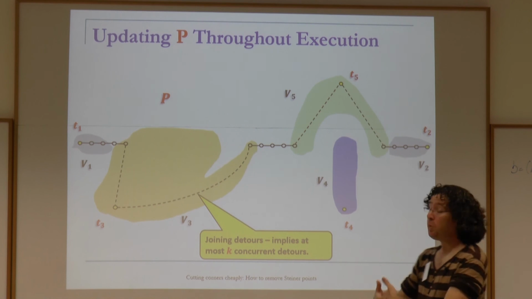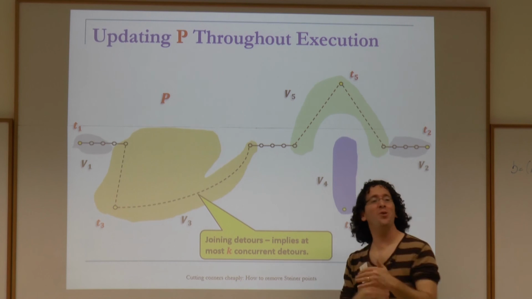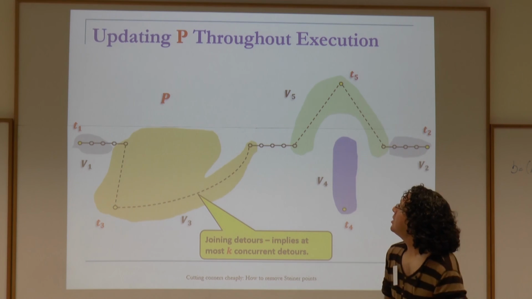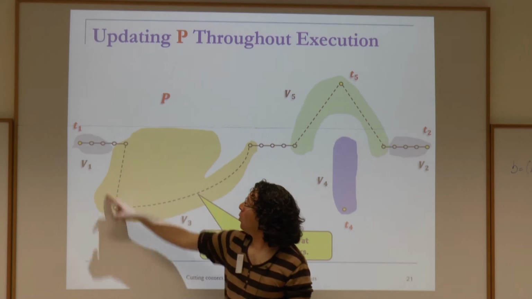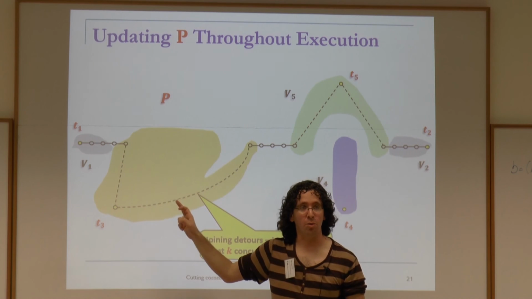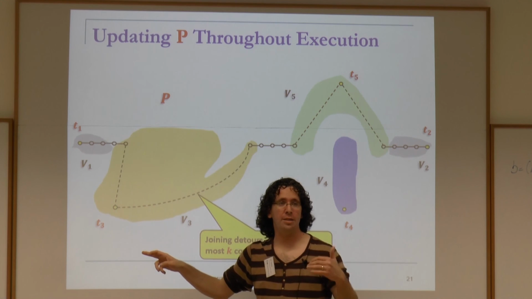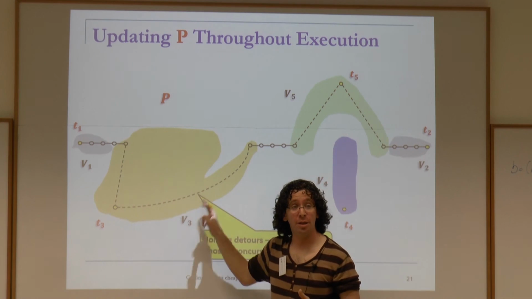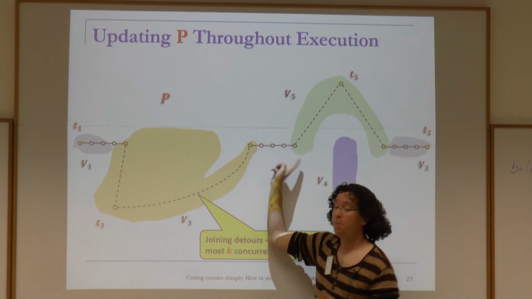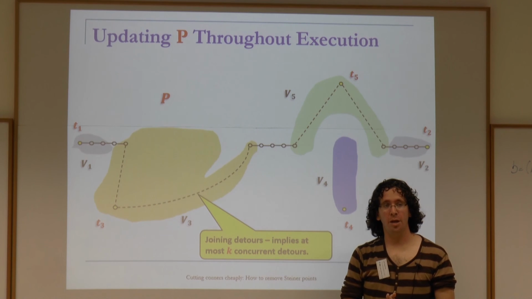Now, from this point on, we want as few detours as possible. Since the detours are constructed by growing balls around each terminal, we want as few balls as possible to intersect the path P, or the unassigned parts of P.